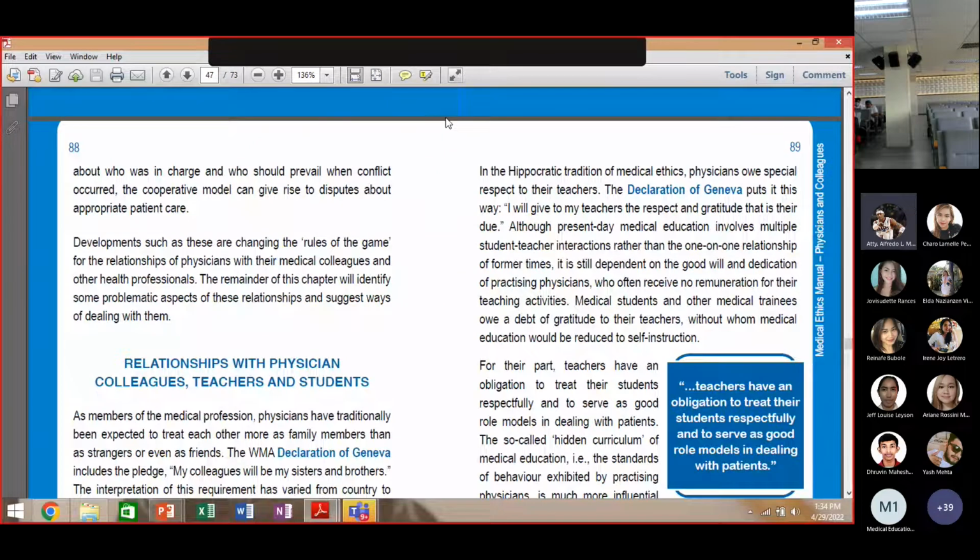So like what I said earlier, in the Hippocratic tradition of medical ethics, physicians owe special respect to their teachers. Okay? So the Declaration of Geneva puts it this way: I will give to my teachers the respect and gratitude that is their due. Okay?